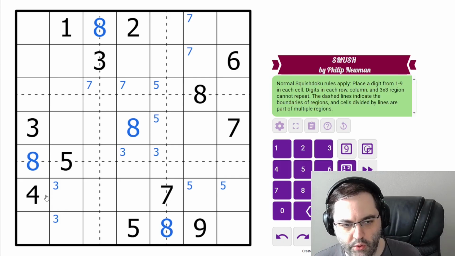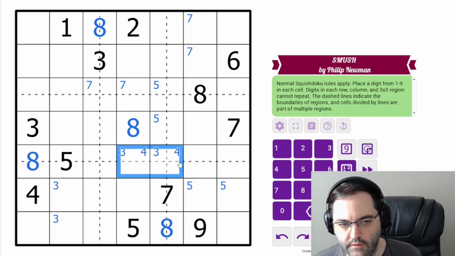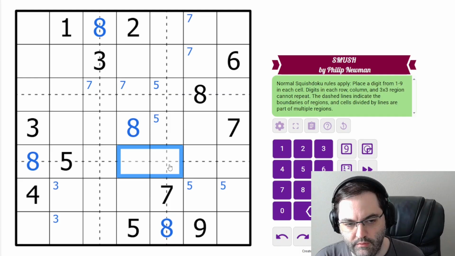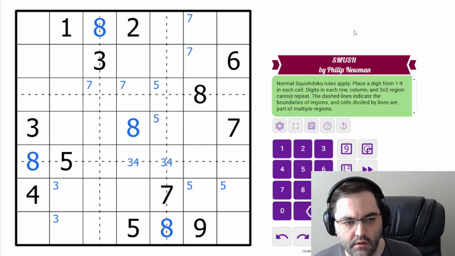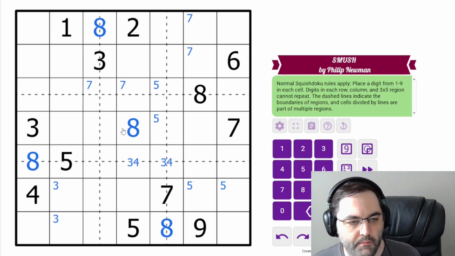What about 4? 4 can't go in these cells. And it can't go here. So 4 is actually limited to these two cells in this region. But that's also going to apply here. We need a 4 here in this region. We need a 3 here in the central region. So we have a 3-4 pair. So that's nice. That rules 4 out of these cells, which we didn't know anything about for 4.